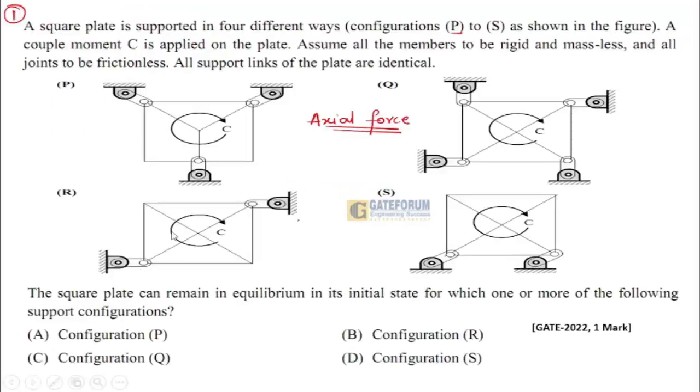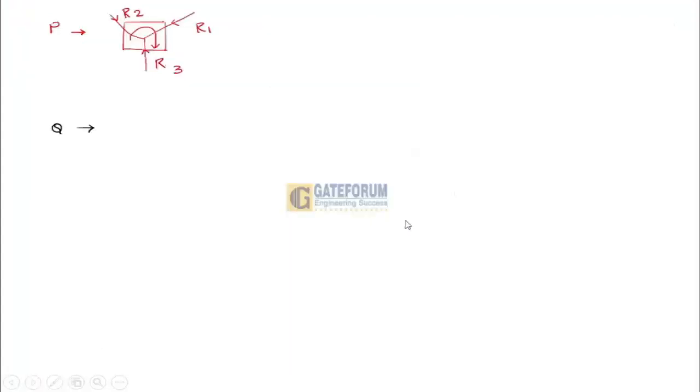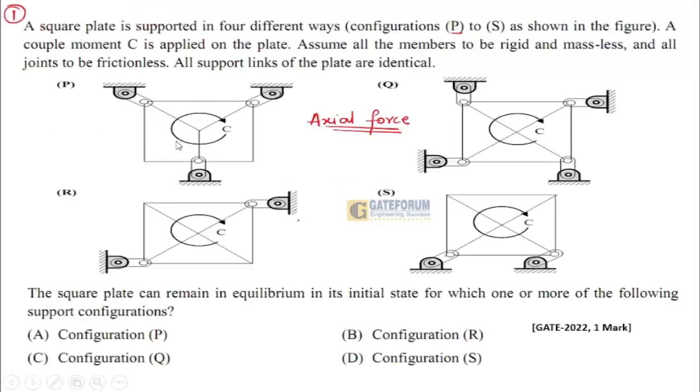Coming to Q. Q has 4 hinges: 1, 2, 3, 4. The directions are very important. If I draw for it, this is the condition. So basically the reactions are like this: R1, R2, R3 and R4 depending on the diagram, and always a clockwise moment for Q.